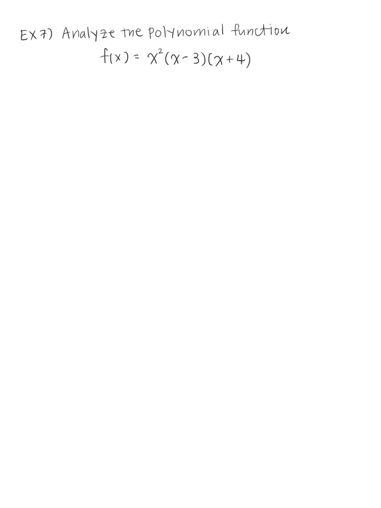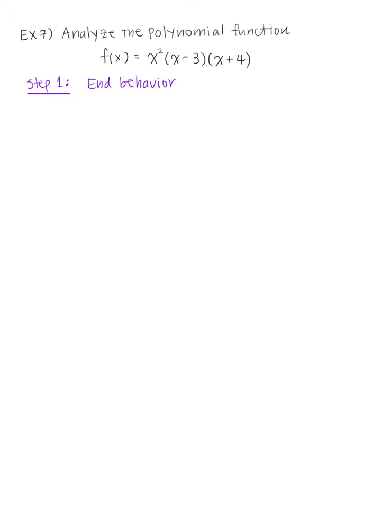Example 7, analyze a polynomial function f of x equals x squared times (x - 3) times (x + 4). So again, we're going to follow step 1 through 5. Step 1, find the end behavior. If I multiply everything out, x squared with x is x cubed, and then x cubed multiplying by another x is x to the 4th. So our power function is going to look like y equals x to the 4th.